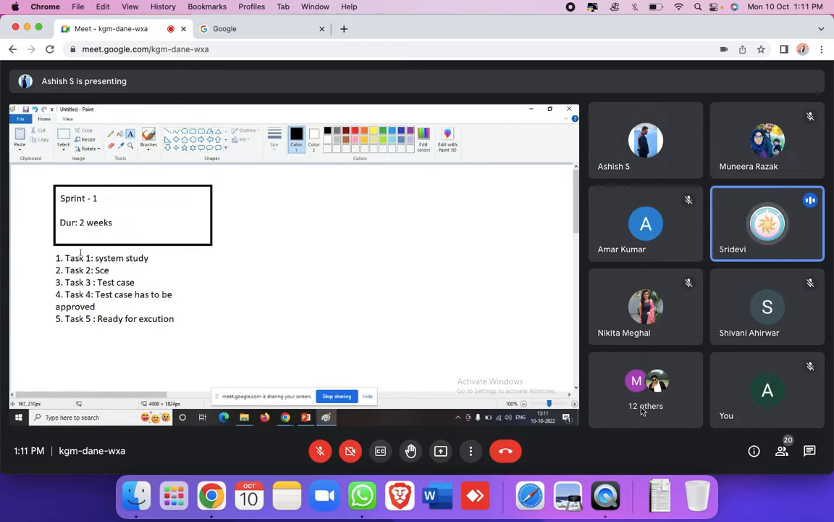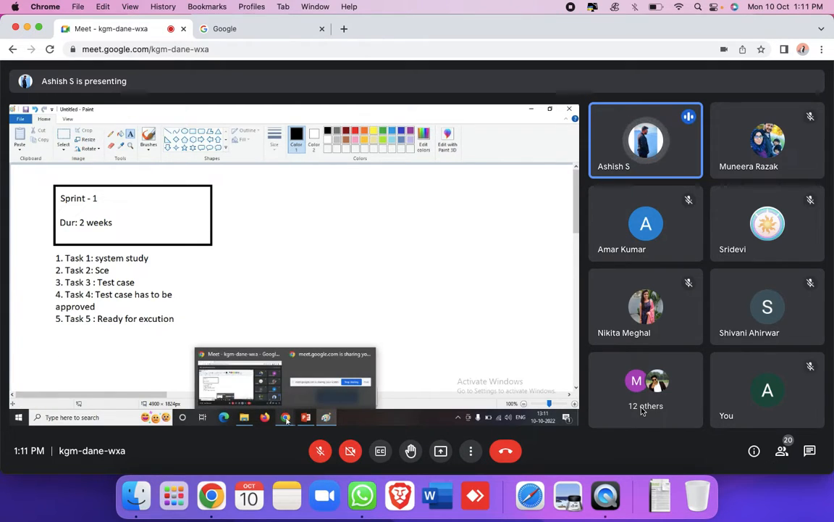So for understanding the requirement, scenarios, test cases, approving the test cases and getting ready for execution, it is 2 weeks. For example, if we have given 5 or 6 modules for a single person, don't you think you need 4 weeks of time to execute all those test cases? Yes, sir. So it depends upon one sprint to another sprint. Understanding?